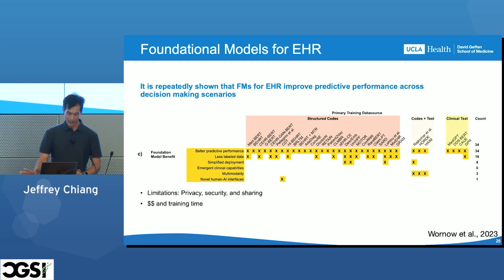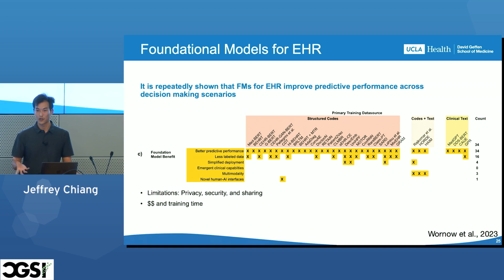This has been done by quite a few groups. This is a nice review published about a year ago, and each of these columns represents a model trained roughly in this way. It's been repeatedly shown that this improves predictive performance. There are certain limitations, in that it's very difficult: let's say a group has developed a foundation EHR model on their own data, it's not clear whether these data can be shared so that other people can use this and verify these models.